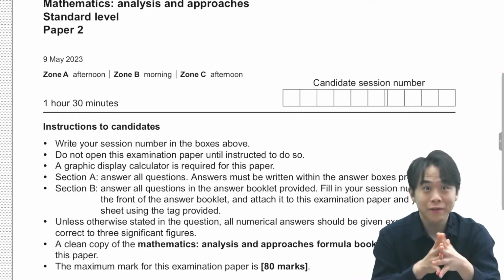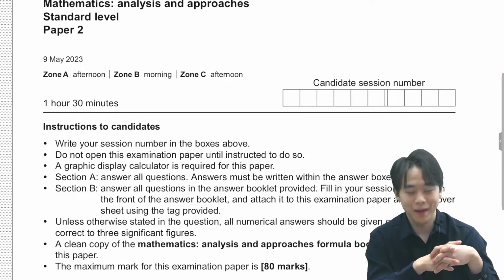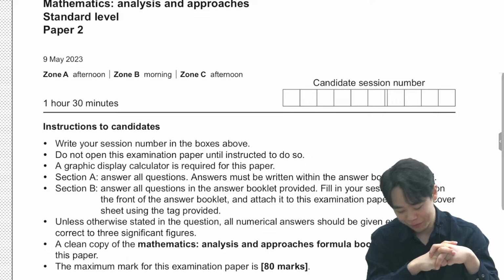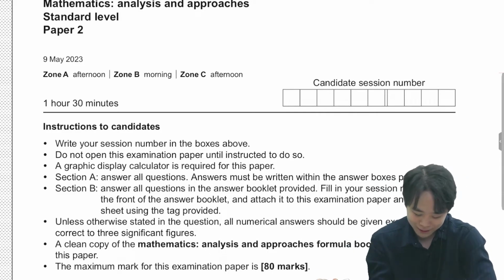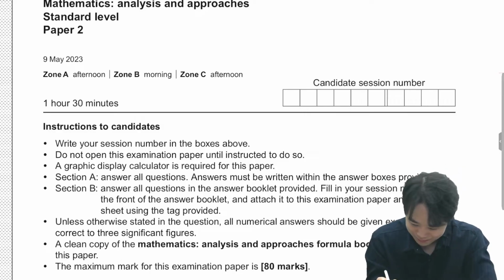All right, now we're finally at 2023 May paper 2 time zone 2. Okay, so again, this is a calculator paper. So have your TI calculators and formula booklets ready, and let us begin.